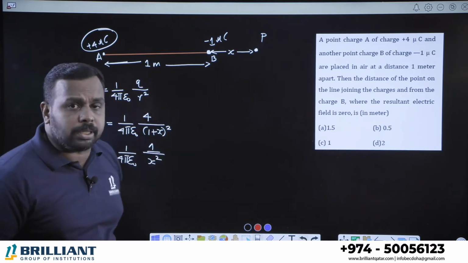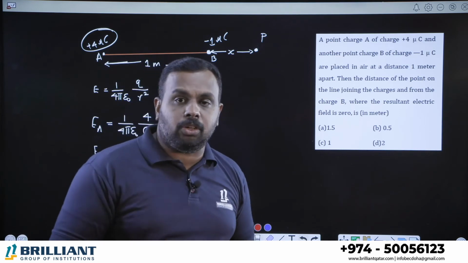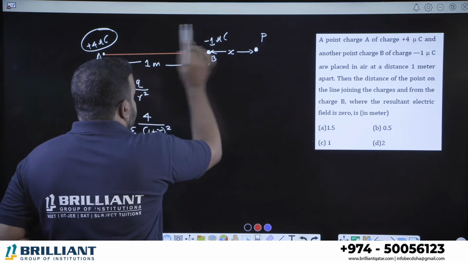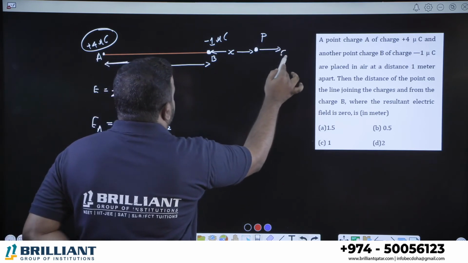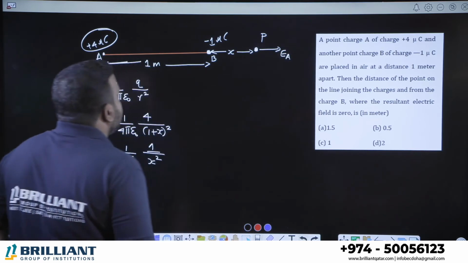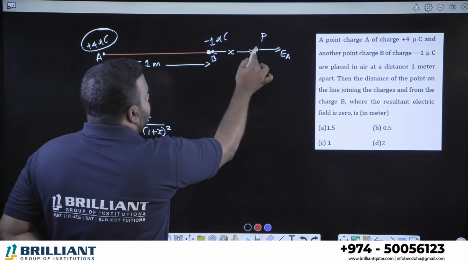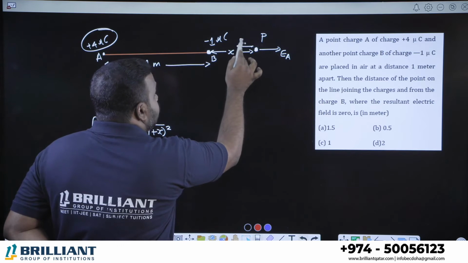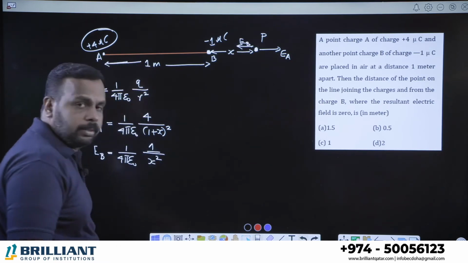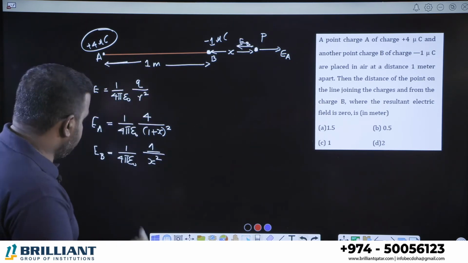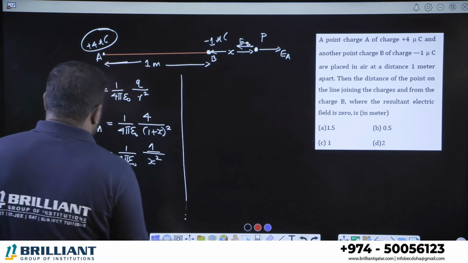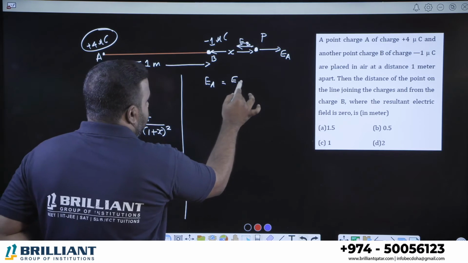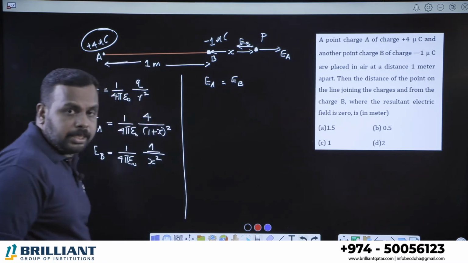Now the question is, we have to check whether they are oppositely directed or not. Look, at the point P, EA will be towards right, positive and positive. At P, the field due to B, EB, one is positive and the other is negative, so it will be towards left. Possible. They are oppositely directed. Now we can just equate them and find the value of x. So EA is equal to EB. Then only the resultant field will be 0.